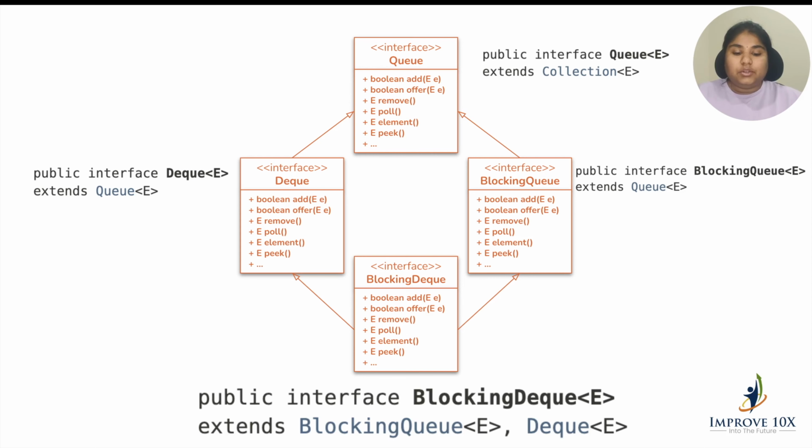same time. And you can see in the signature, which is public interface blocking DQ, extends both blocking Q as well as DQ. This is the reason why we say that Java supports multiple inheritance using the extends keyword, because it can extend more than one interface at the same time. As you can see in this example, the blocking DQ interface is extending from both blocking Q and DQ at the same time.